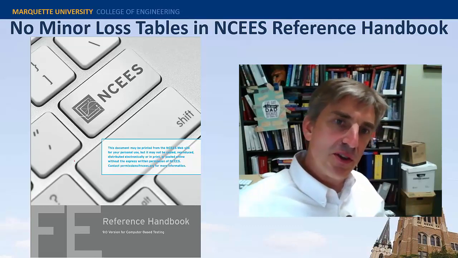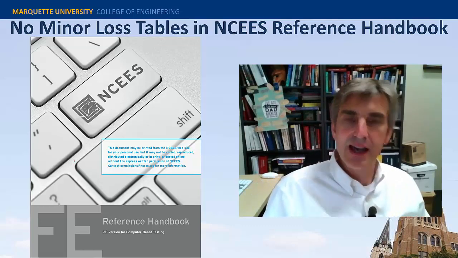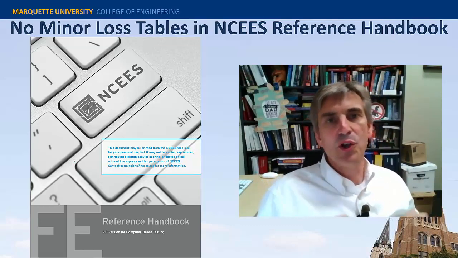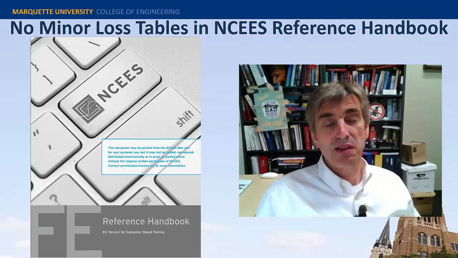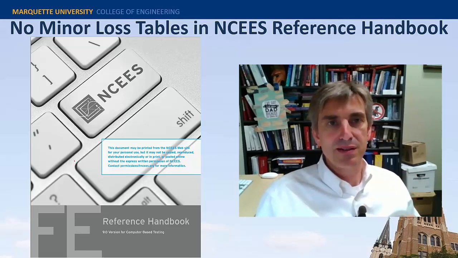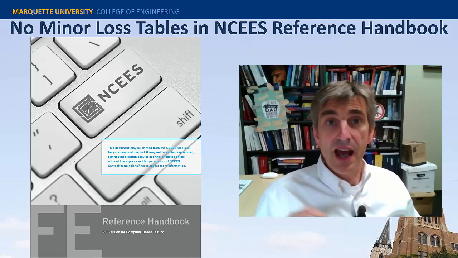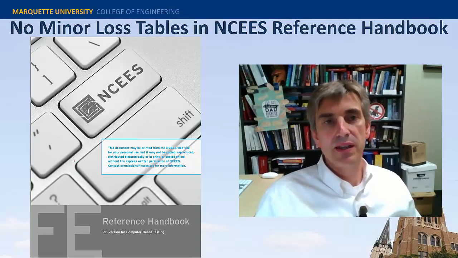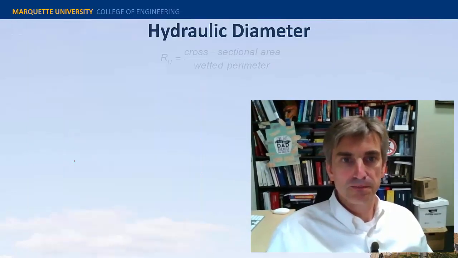Now I noticed when thumbing through the NCEES handbook, there were no minor loss tables. So it makes me think maybe there's not going to be that much minor loss on the current incarnation of the FE exam. But if there would, they'd have to give you the K value in the problem statement.